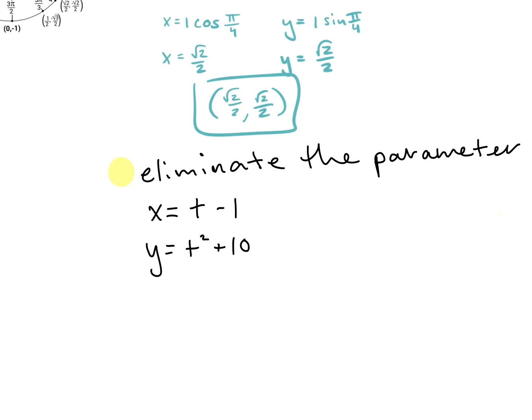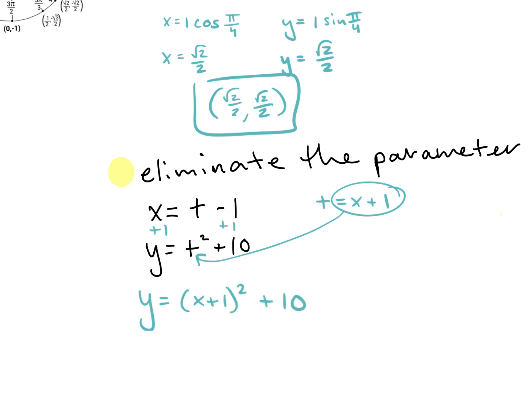Next, when we eliminate the parameter, we want to get rid of the t. So we want to make one of our equations t equals, and then we're going to plug that into the other one. If one of them is squared, you always want to work with the one that's not squared, because it's going to be harder to make the t squared just t equals. So I'm going to work with the first one. To get it to be t equals, I'm going to add 1 to move it to the other side. So t would equal x plus 1. Then I'm going to take what t is equal to and substitute it into the other equation. So we have y equals (x plus 1) squared plus 10.